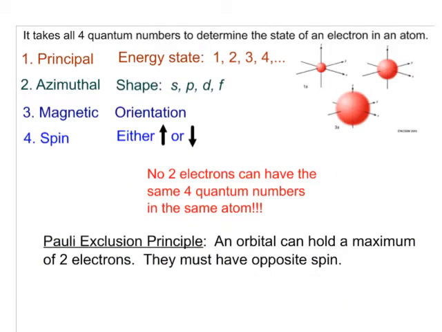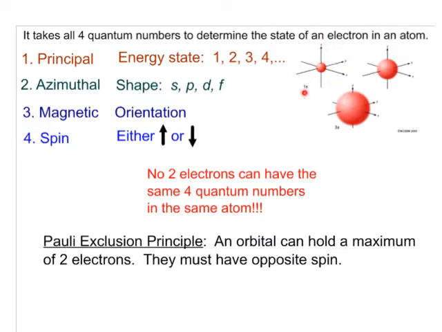And it takes all 4 quantum numbers to determine the state of an electron in an atom. So every single one of these quantum numbers is needed to determine the state of an electron. And no 2 electrons can have the same 4 quantum numbers in the same atom, ever. That is not allowed. It never happens. So if, for example, an electron was in the 1s orbital, and it was spinning this particular direction, up, another electron could not come into that orbital, the 1s orbital, and spin up. It was an impossibility. It would have to spin down.